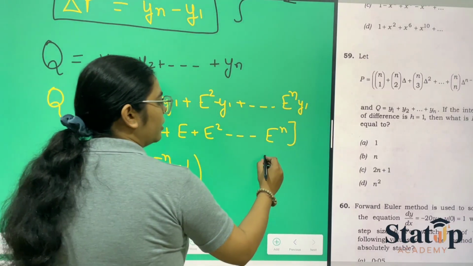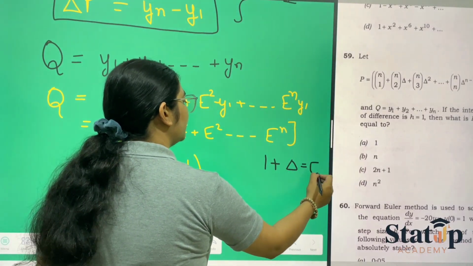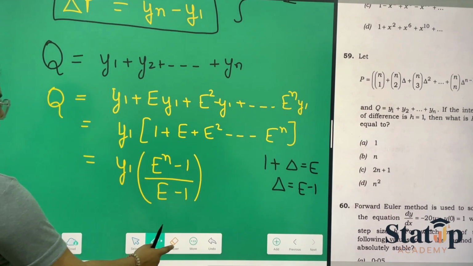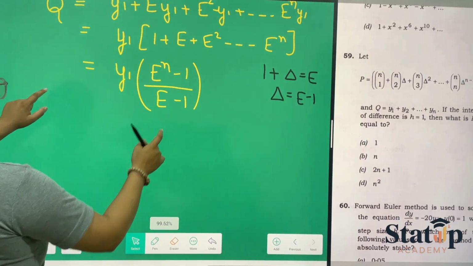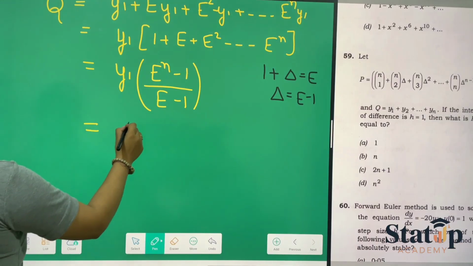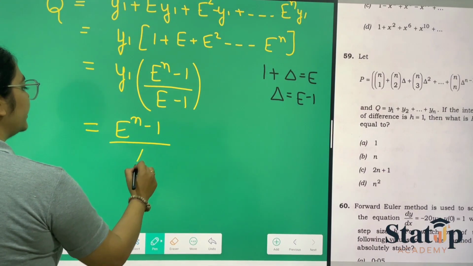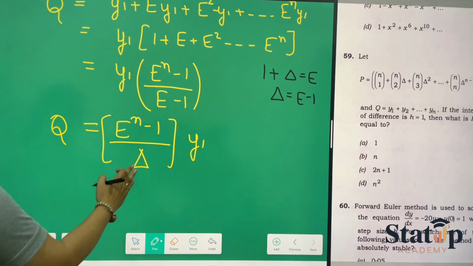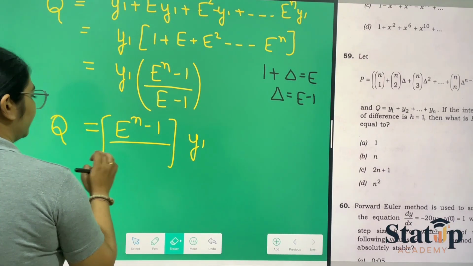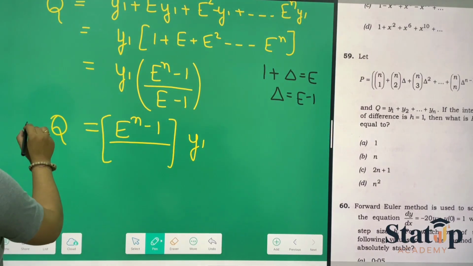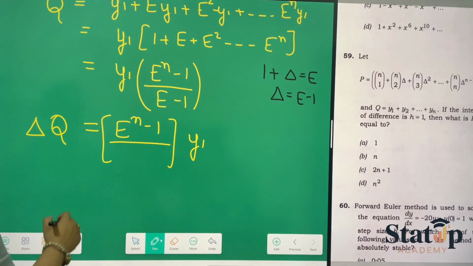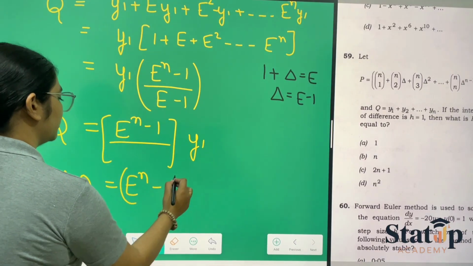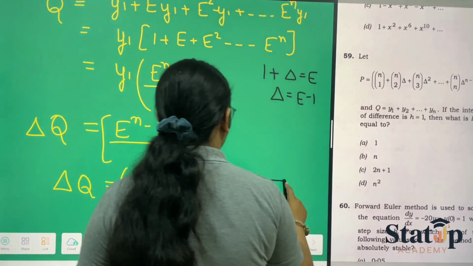Now we all know that 1 plus delta is equal to e, so delta is equal to e minus 1. So in place of writing this, we can write it as e raised to the power n minus 1 upon delta into y1 is equal to q. Now removing this delta from here and taking it here, we are left with delta q is equal to e raised to the power n minus 1 y1. This is our equation number 2.